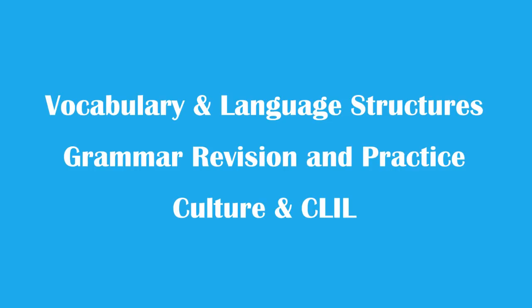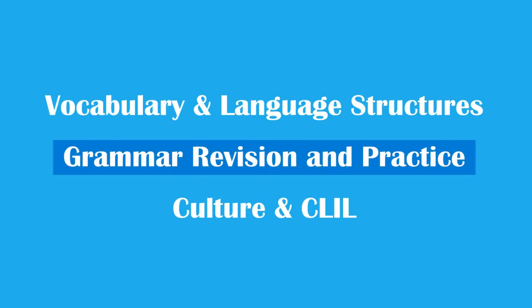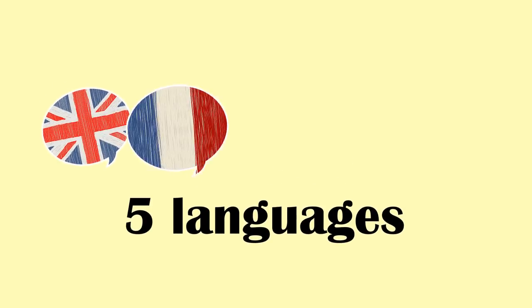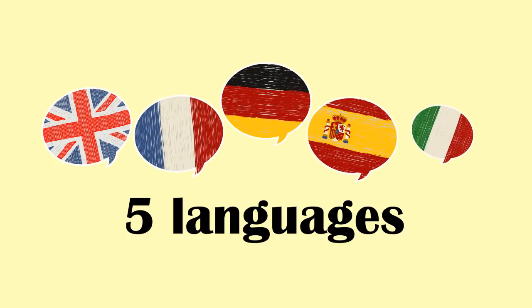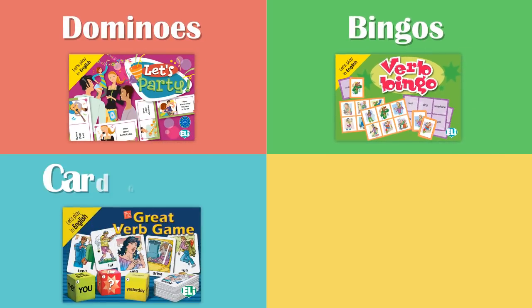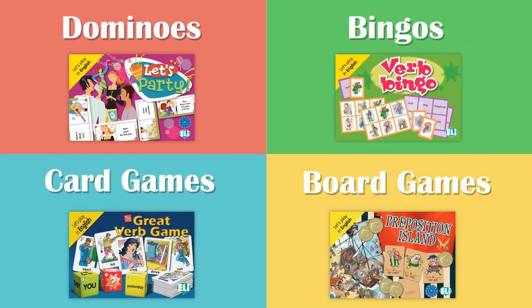In this video, we're going to present some examples of ELI games for grammar, revision and practice. Each game is available in 5 languages: English, French, German, Spanish and Italian. The games have different characteristics and can be divided into 4 categories: dominoes, bingos, card games, board games.